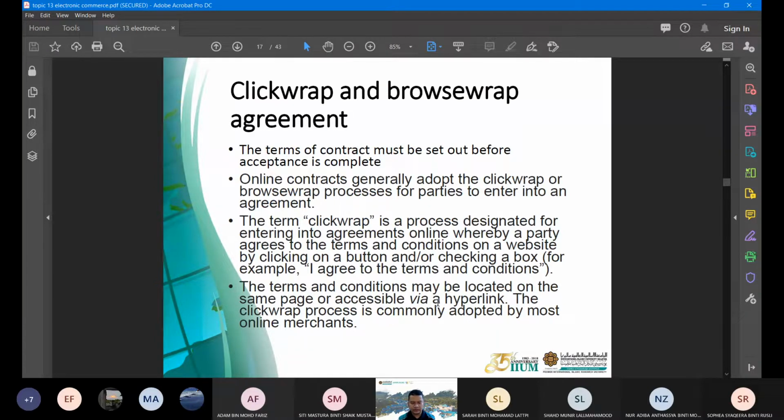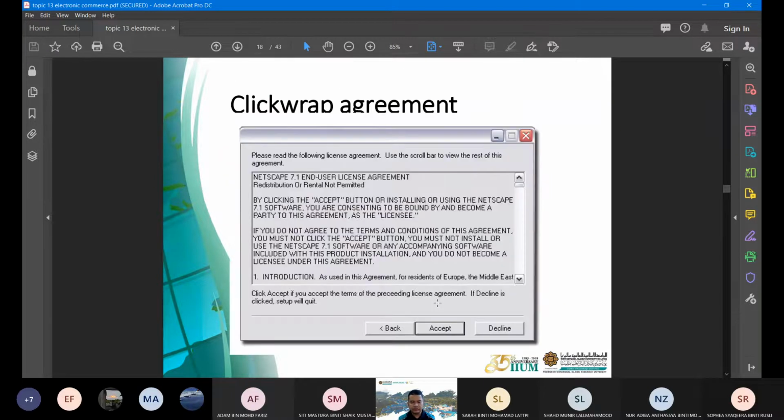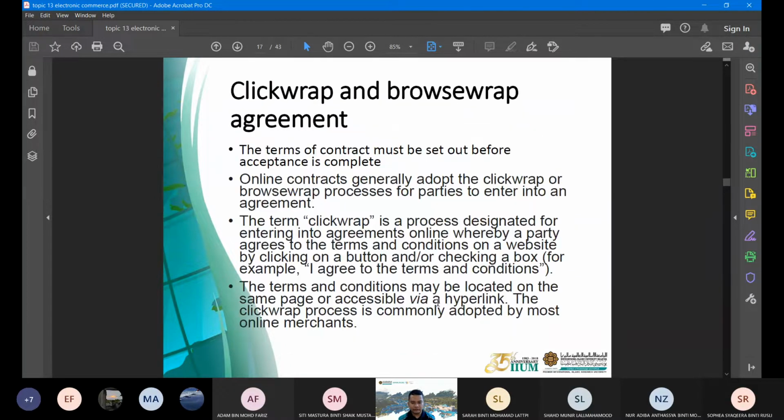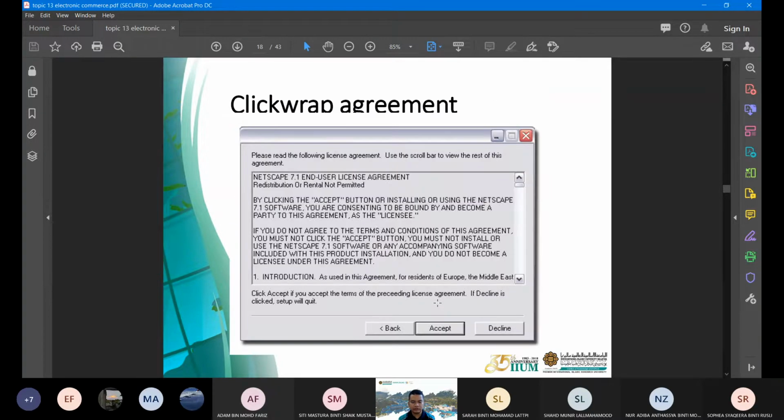And sometimes this is not even the full agreement. Down there is a link. If you click that, then it will link you to the full agreement. So this is also valid, yeah? Meaning that ClickWrap, BrowseWrap is also valid, and most online merchants are using this.